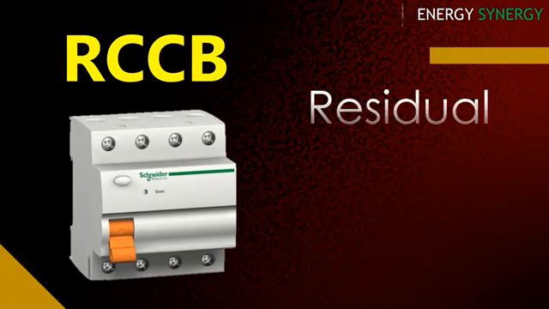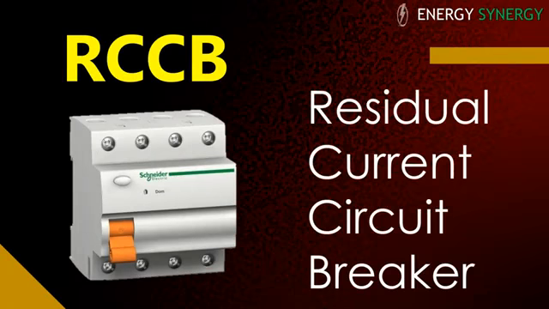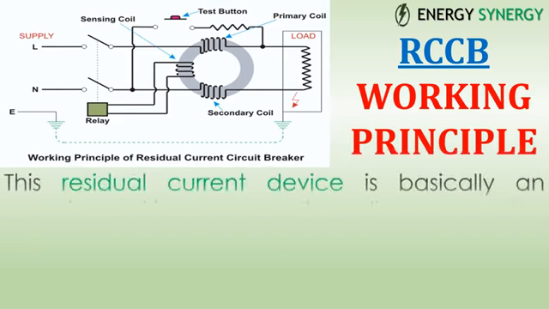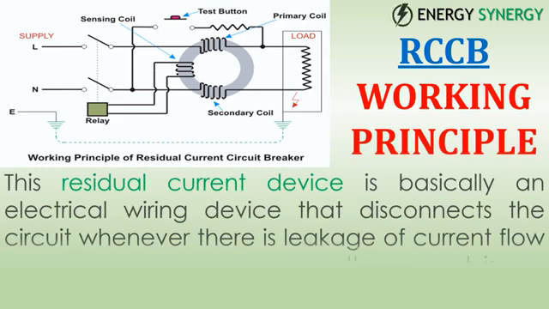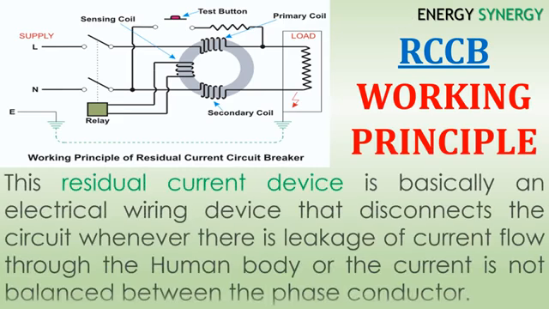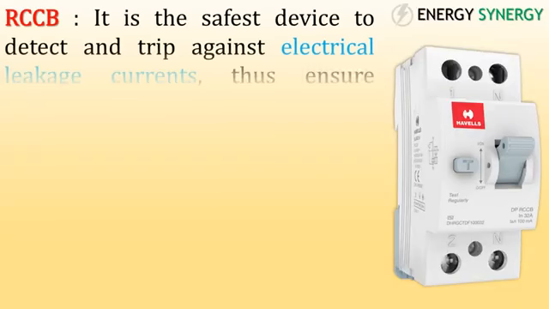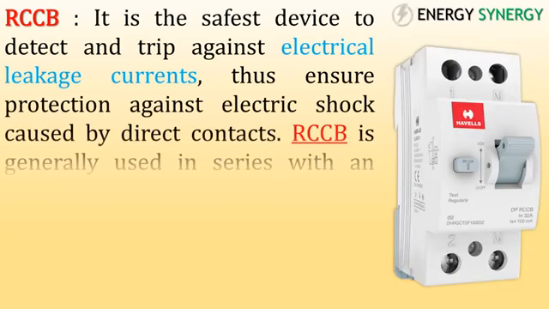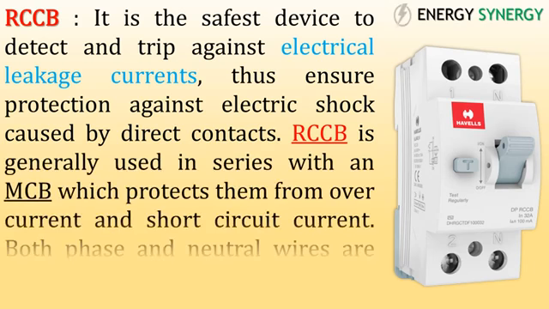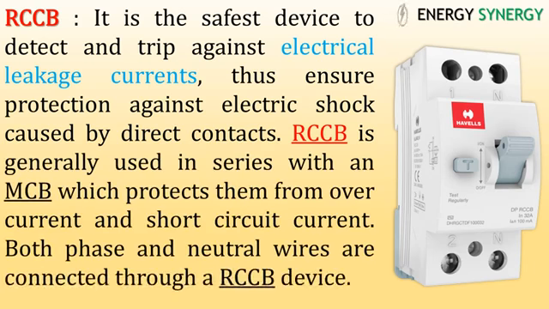RCCB stands for Residual Current Circuit Breaker. This residual current device is basically an electrical wiring device that disconnects the circuit whenever there is leakage of current flow through the human body or the current is not balanced between the phase conductors. It is the safest device to detect and trip against electrical leakage currents, thus ensuring protection against electric shock caused by direct contacts.